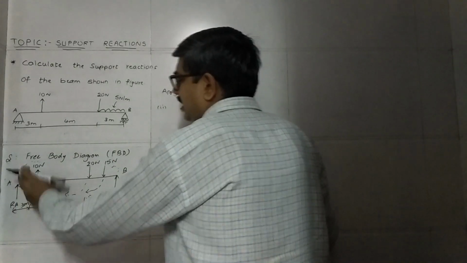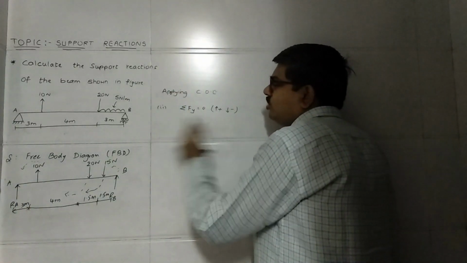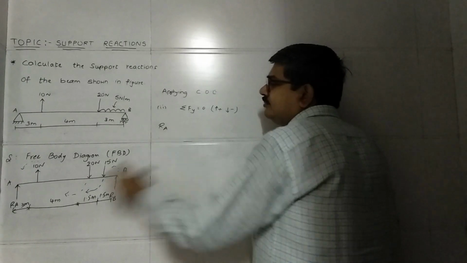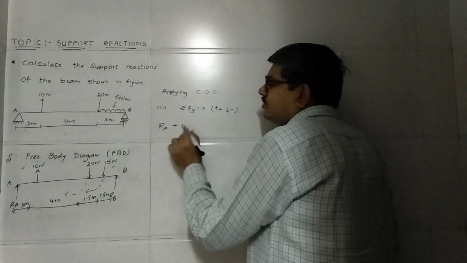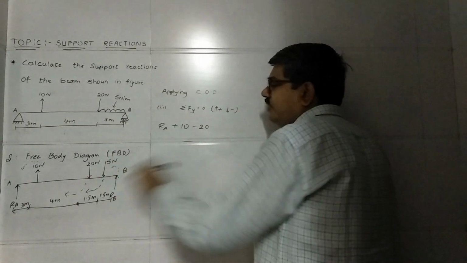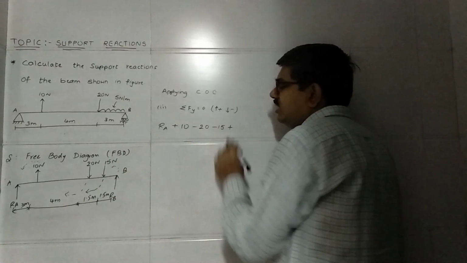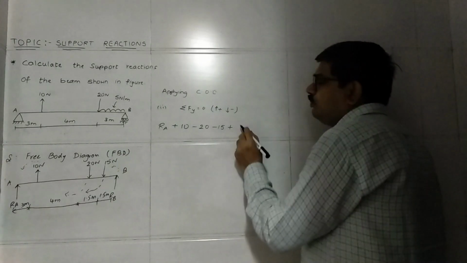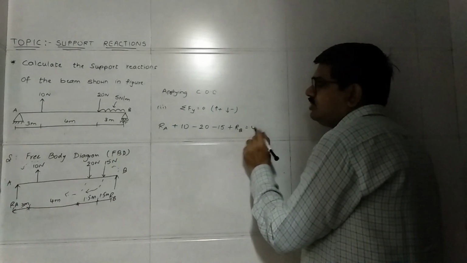We'll start from A. Ra is in upward direction, so upward positive. 10 is also in upward direction, so plus 10. 20 in downward direction, minus 20. 15 in downward direction, minus 15. And Rb in upward, so plus Rb is equal to 0.